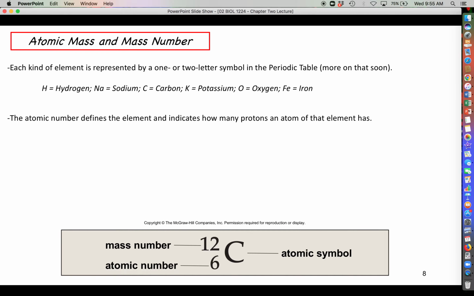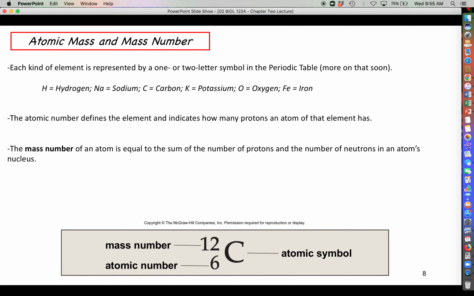We've already covered that the atomic number for each element is what defines the element and tells you exactly how many protons an atom of that element has. So every atom of carbon, for example, has an atomic number of 6, and every atom of carbon is guaranteed to have 6 protons, but that is all the atomic number tells you. The mass number, on the other hand, for any given atom is going to be equal to the sum of the number of protons that atom has and the number of neutrons that atom has as well.